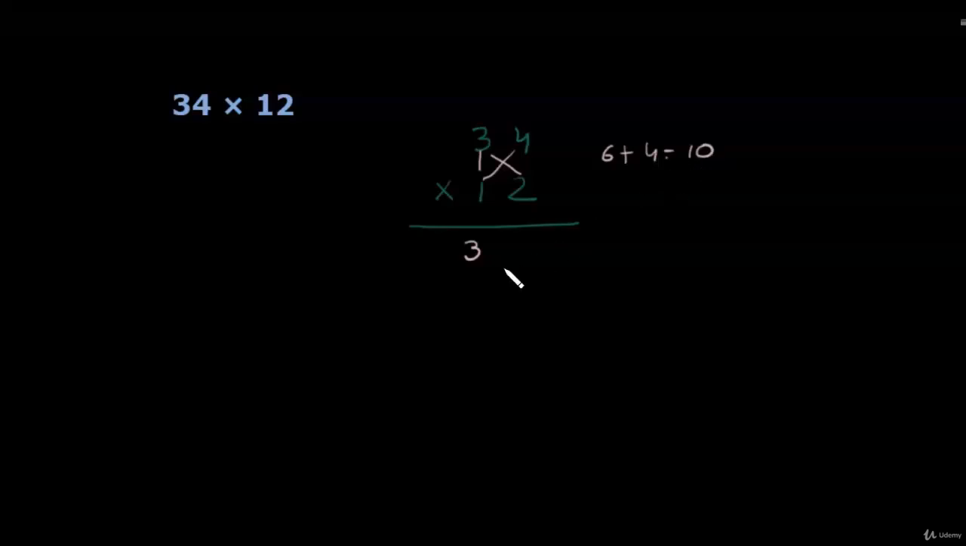If we get a two-digit number, we have to write like this. And now vertically, last column, so 4 times 2 is 8. And now we will add this. This is 408. So this is the answer. Let's take one more example.